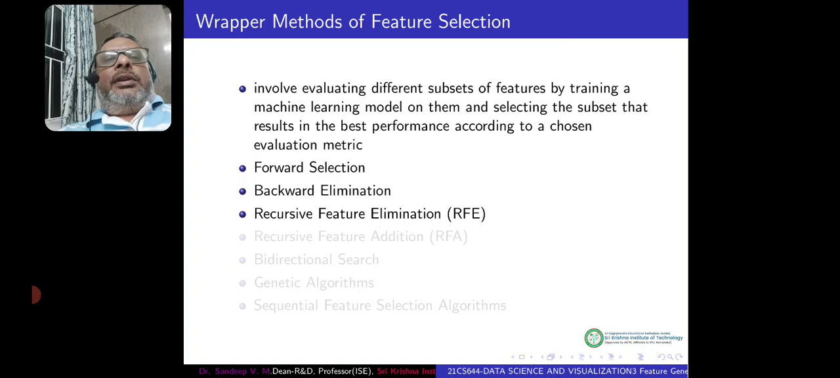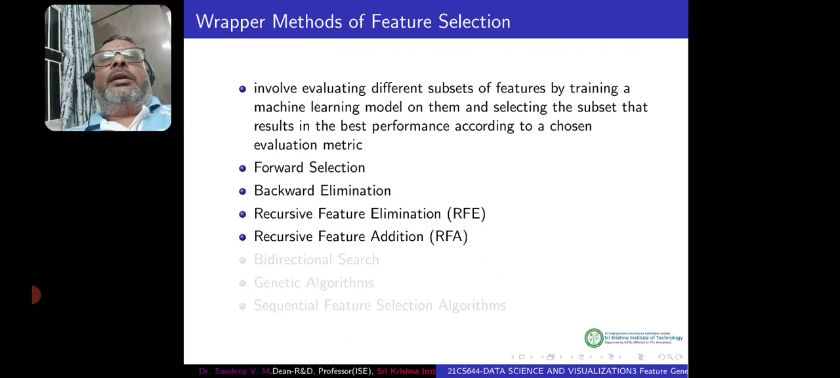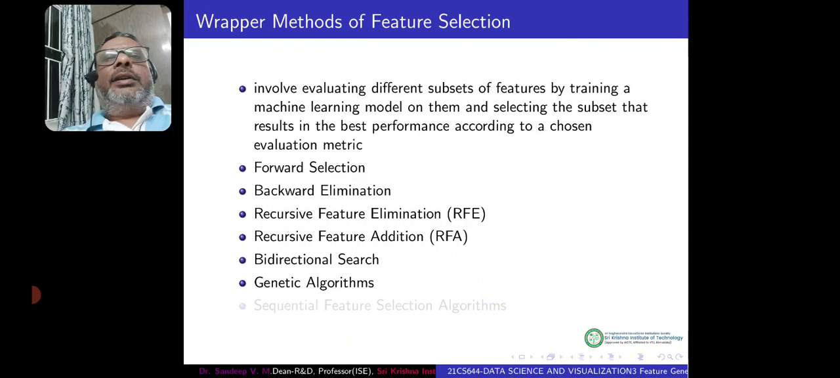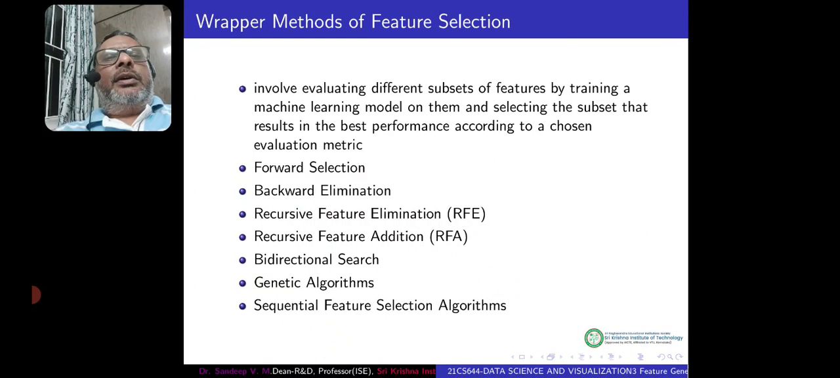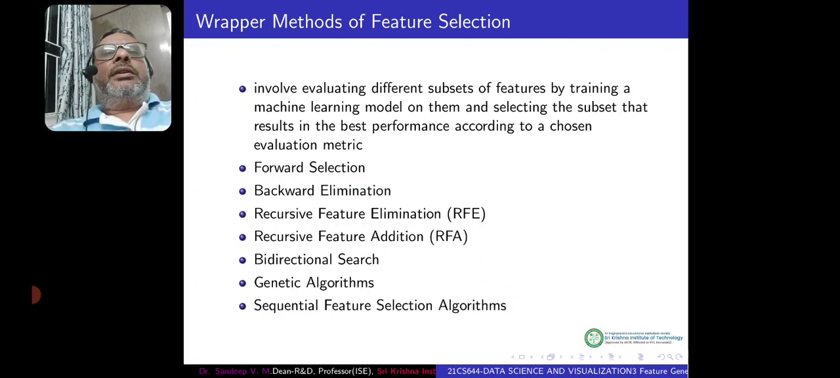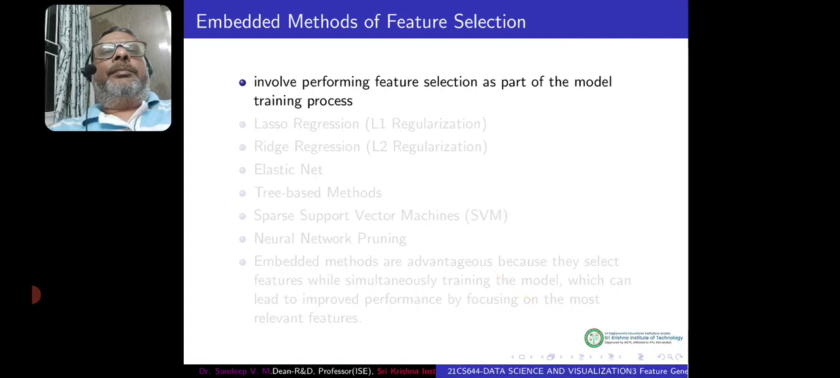Or it can be a recursive feature elimination or recursive feature addition. So this whole process, forward selection and backward elimination, can be automated in a recursive way, or we can even look for bidirectional search. We can use genetic algorithms or sequential feature selection algorithms for selecting the best combination of features for getting the best overall performance of the model.